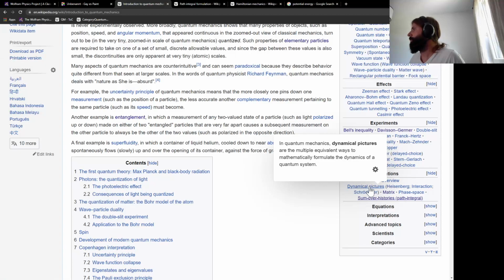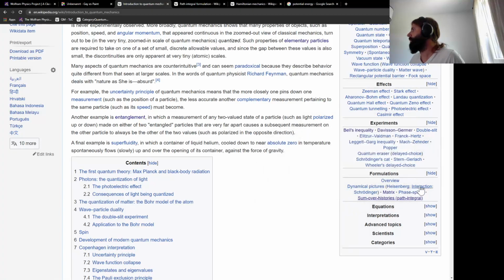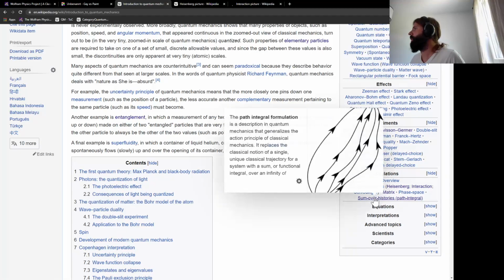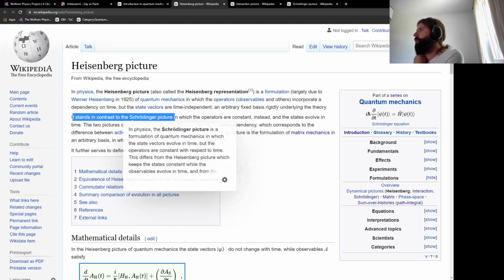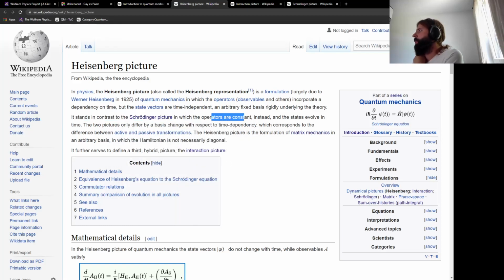So in quantum mechanics, dynamical pictures are the multiple equivalent ways to mathematically formulate the dynamics of a quantum system. So we've got Heisenberg, interaction, and Schrodinger. Let's take a look at them quickly. Schrodinger we know, right? But the Heisenberg picture is a formulation largely due to Werner Heisenberg of quantum mechanics, in which the operators incorporate the dependency on time, but the state vectors are time independent, an arbitrary fixed basis rigidly underlying the theory. It stands in contrast to the Schrodinger picture, in which the operators are constant instead, and the states evolve in time.